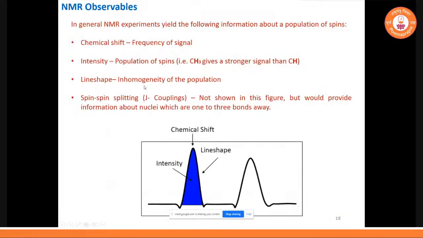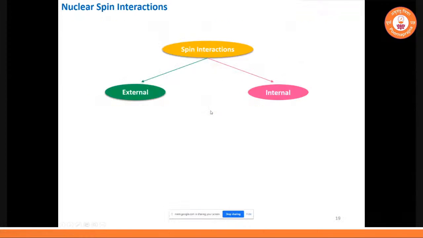Now, what are NMR observables? In general, NMR experiments yield the following information. Chemical shift gives the frequency of the signal. If you know the intensity and calculate the area under the curve, it will give the population of spins. Line shape will give information about inhomogeneity of the population. And there is spin-spin coupling, that is two spins interacting through bonds. That also influences the spectrum, which I will show in a couple of slides.